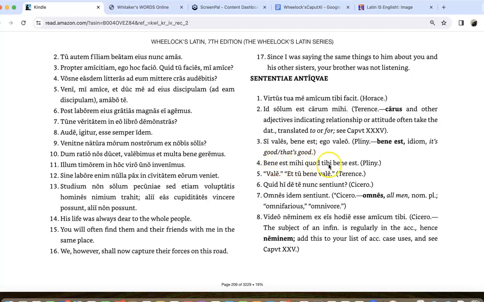Bene est mihi quod tibi bene est. So here, one of the nice things about the Wheelocks, it does tend to repeat patterns to help us learn this. So bene means, that's where we get words like beneficial. So it is good to me because, or you could say probably it is good for me. So mihi could mean to or for, so you have to kind of play around to see which one is more idiomatic or standard English. So it is good for me because it is good for you. So here's a good example of mihi.